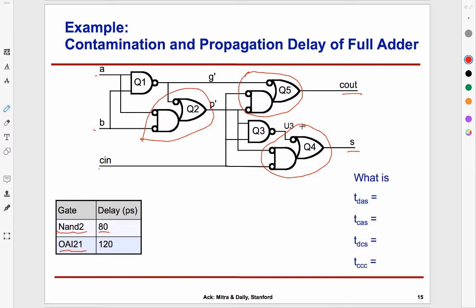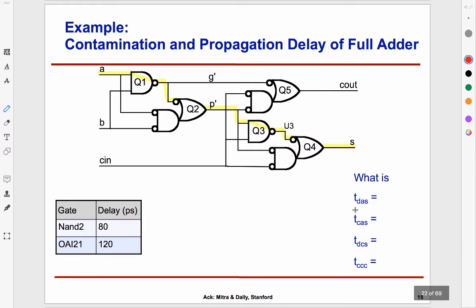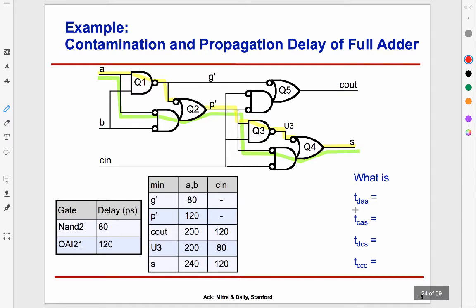So let's look at what TDAS might look like. One path is going to be like this from A to S. A second path is going to look like this. It goes through the bottom part of this gate. Do you see any other ways of getting in there? Not really. So these are pretty much the 2 ways I can get from A to S. So I have 2 paths, and then I have to play the same game that we talked about before, which is take the min of the contamination and max of the propagation.